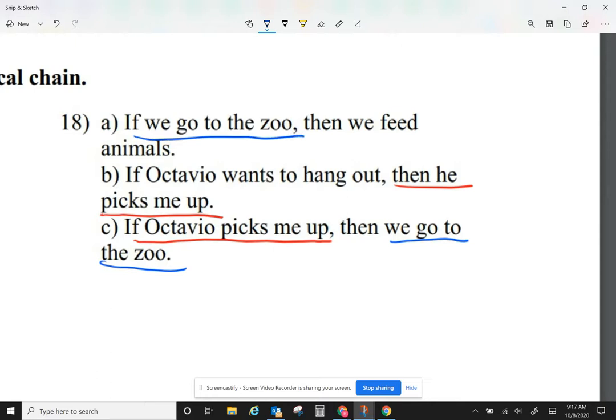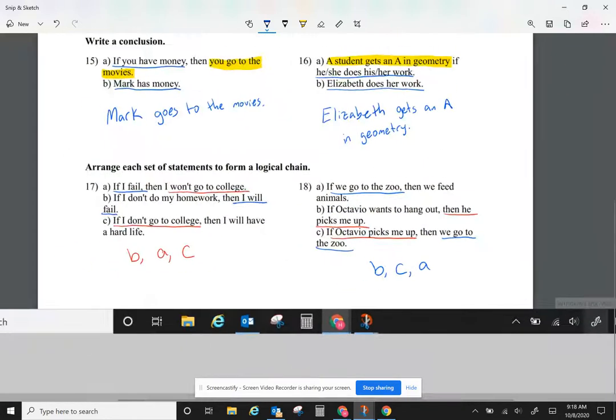So, okay, let me compare these. The way B ends is how C starts. So I know B comes right before C. As a matter of fact, let me even write that down. B comes before C. The way C ends is how A starts. So C comes before A. So that's how we do a logical chain.